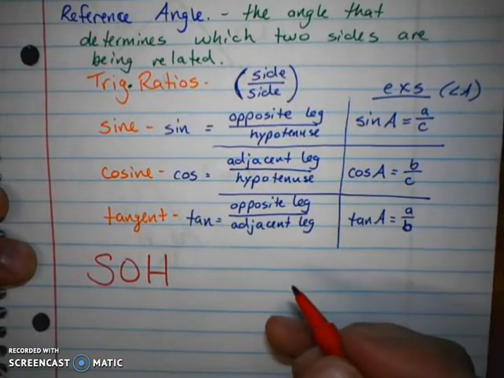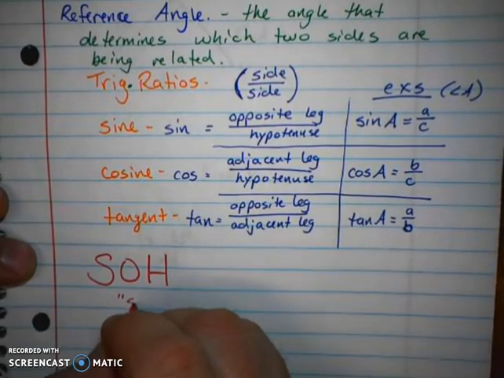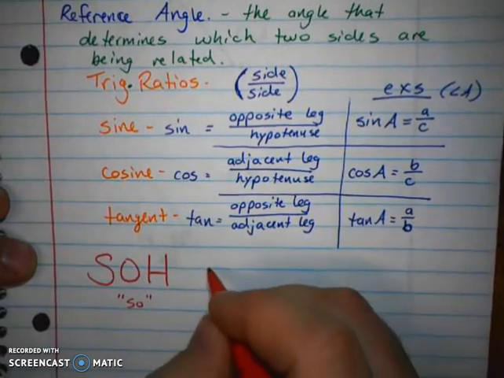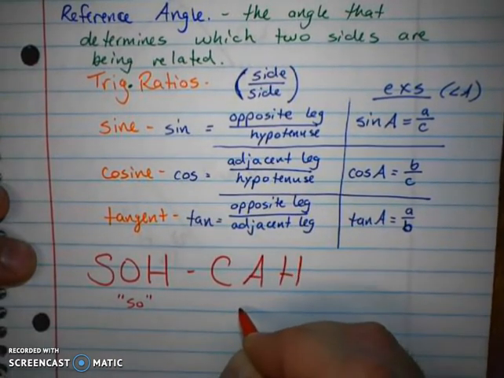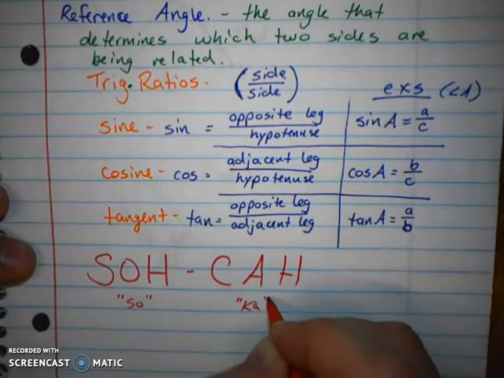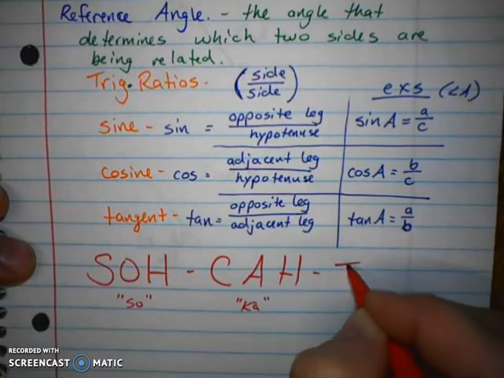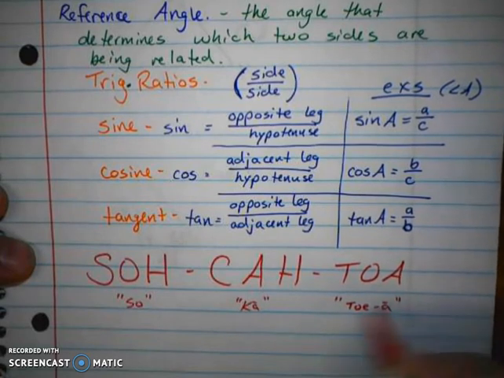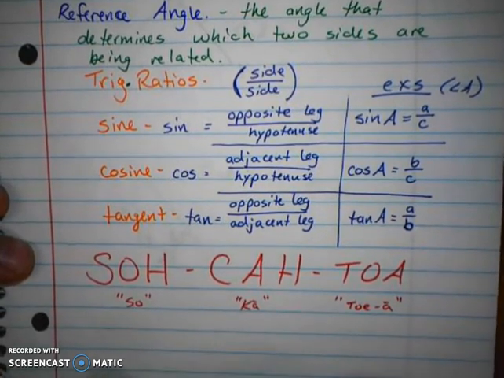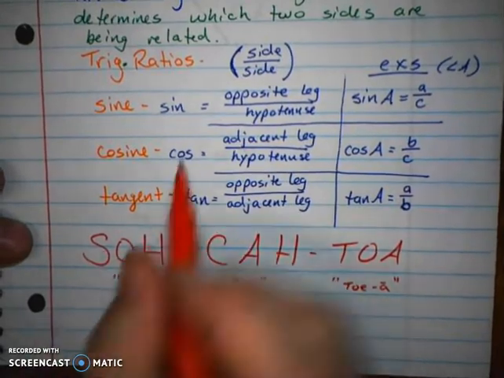SOH, we pronounce "so." CAH, we pronounce "ka." And then TOA, we pronounce "toa." Sohcahtoa. Okay? And they stand for these ratios.